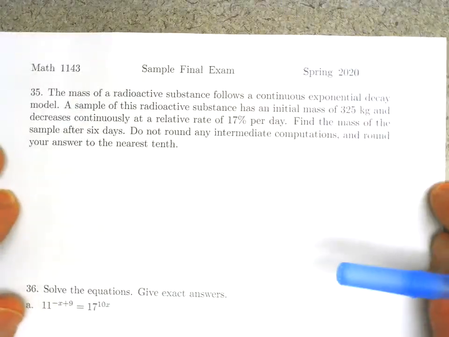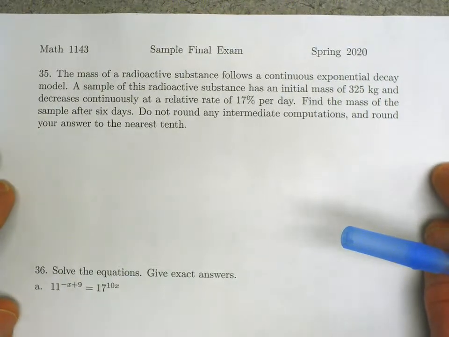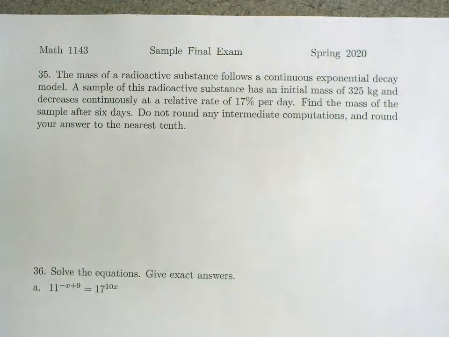Here, number 35, the mass of a radioactive substance follows a continuous exponential decay model. A sample of this radioactive substance has an initial mass of 325 kilograms and decreases continuously at a relative rate of 17% per day. Find the mass of the sample after 6 days. Do not round any intermediate computations and round your answer to the nearest tenth.